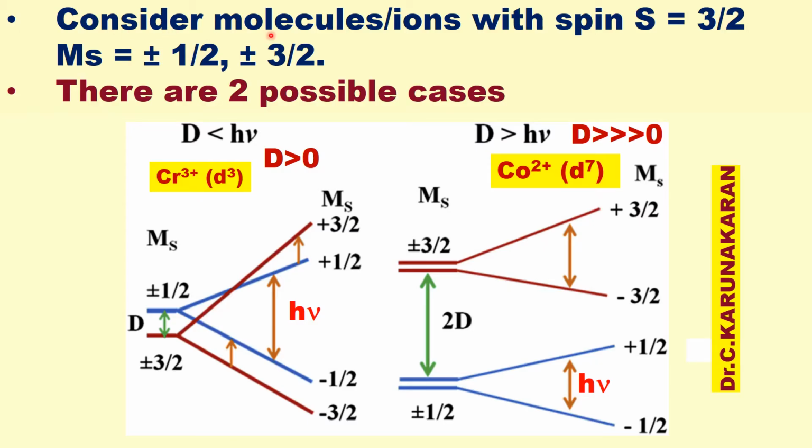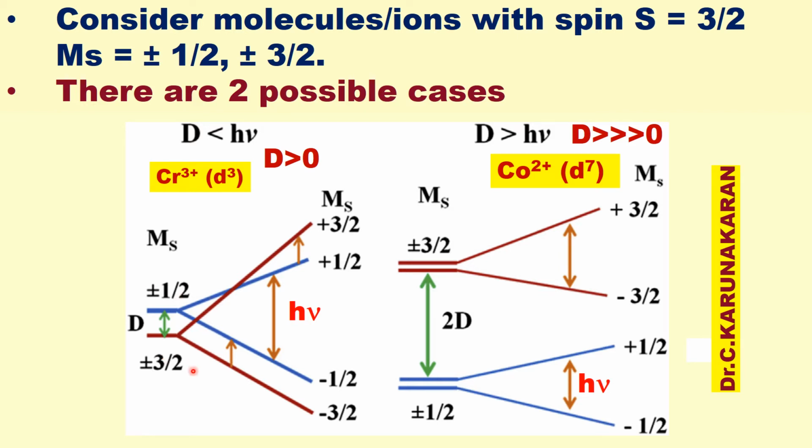Let us consider organic molecules or transition metal ions with the total spin 3 by 2. The spin degeneracies, the spin orientation quantum numbers Ms, are plus or minus 1 by 2, plus or minus 3 by 2. There are 2 possible cases. One is D greater than 0. Another is D very much greater than 0.